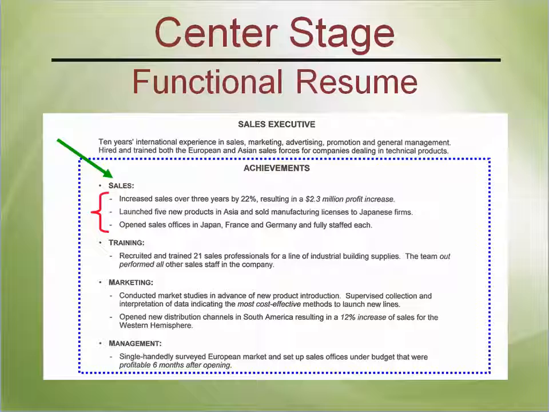For a functional resume, you can create a center stage with 4 to 6 bullets, starting with one of the job's major functions, followed by supporting achievements. Again, there's a 3-line maximum.